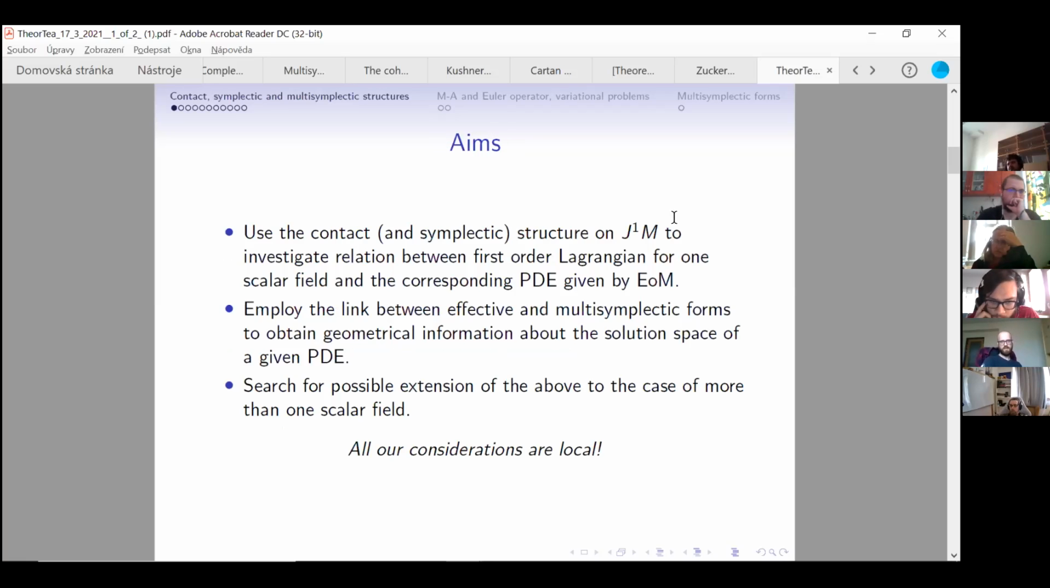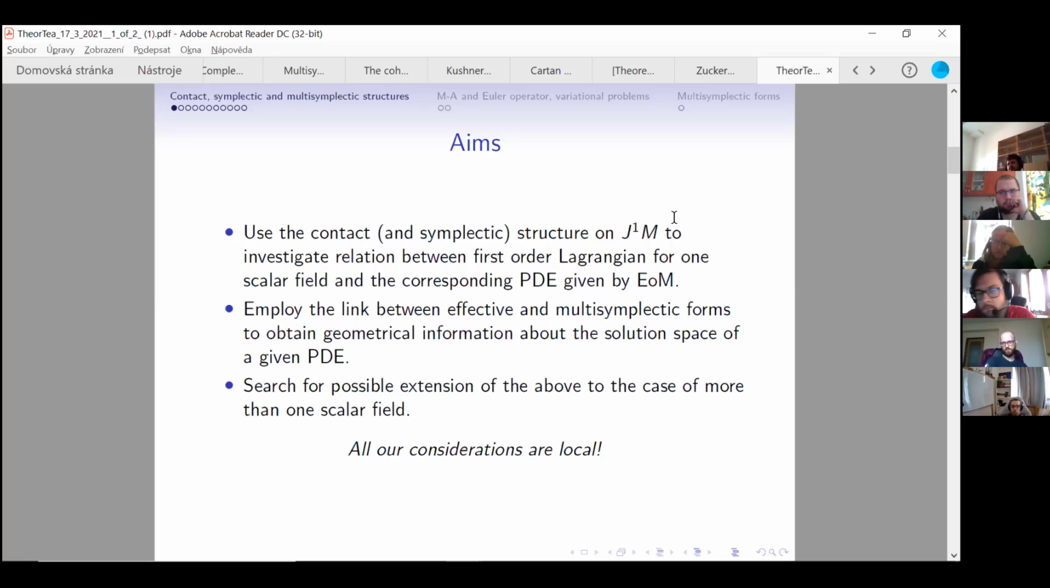So as I said, the main aim is to use contact and symplectic structure. Mainly, we will be dealing, as I said, on J1M, and we want to investigate the relation between certain PDEs and whether we can find a Lagrangian for them, or at least whether we can say, for example, that there is no Lagrangian for them. Then we can also use somehow the link between certain effective and multisymplectic forms. The notion of effective forms, which we will see later on, is a crucial notion in this talk.